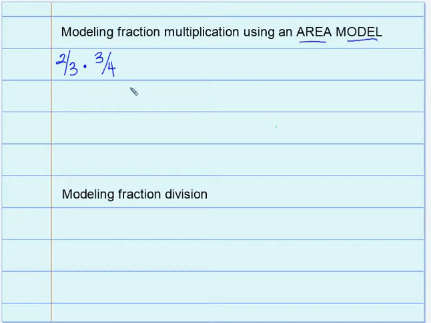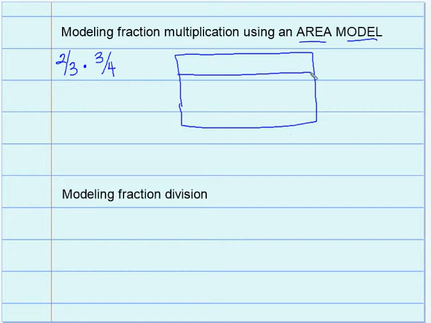Whatever your denominator is, this is a 3, we need to make a box that has 3 columns or 3 rows. Let's see, I'll go 3 rows this time. So this is thirds, and then we're going to make fourths going the other way, and ideally you would draw those lines straight. So we have thirds here and fourths up there.